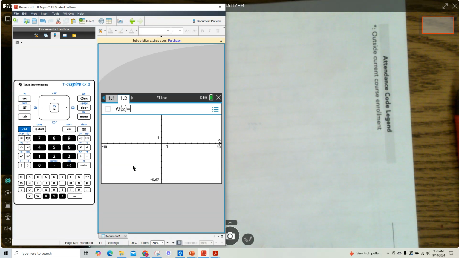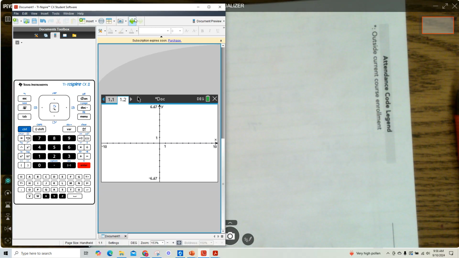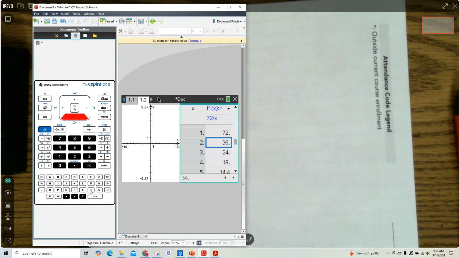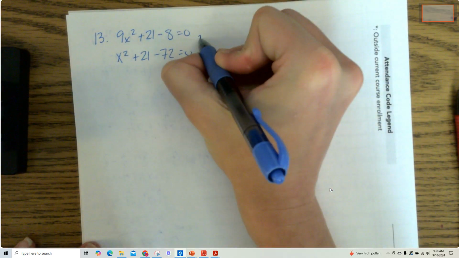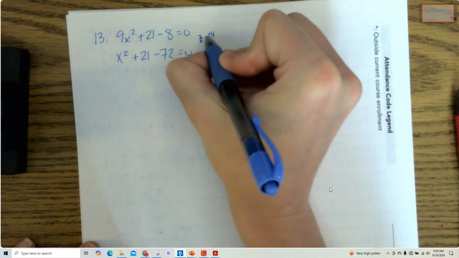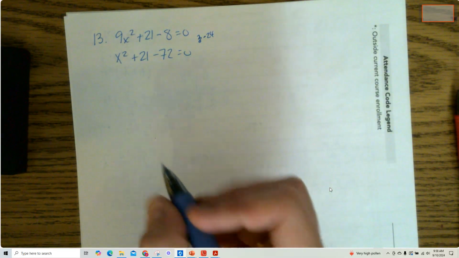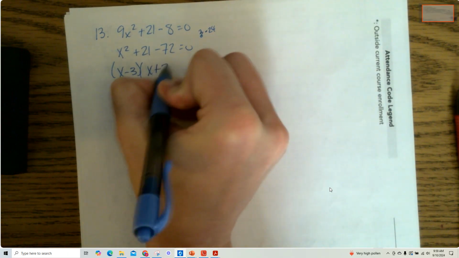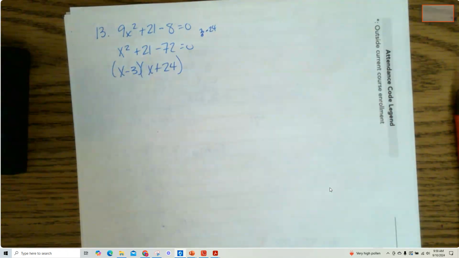Let's do it this way. Negative 3 and 24. Will that? It will. Yeah. Okay. So yeah, 3 and 24. They both have to be negative. Oh, they can't be both negative. No. So the 3 has to be negative, right? Yes. Yeah.